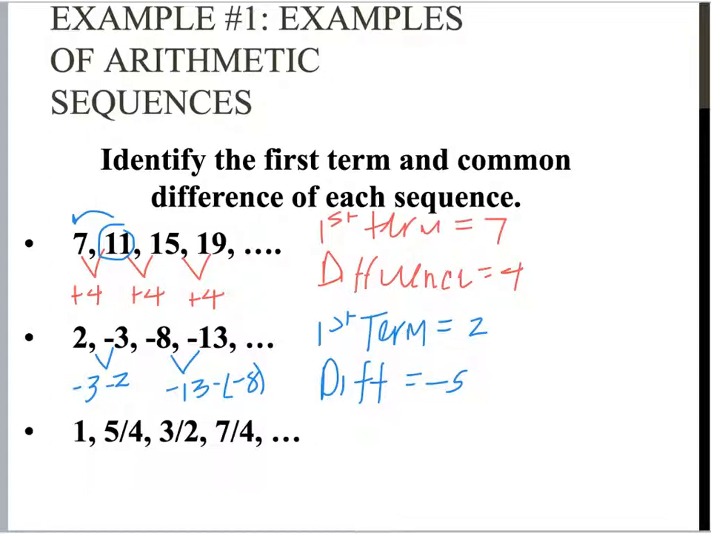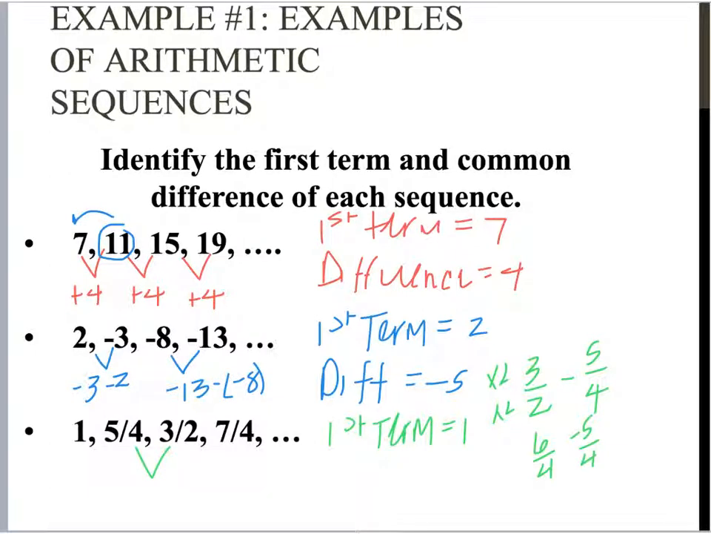On the last one, our first term is 1. And then again for the second one, I'm going to choose these two in the middle. So that'd be 3/2 minus 5/4. We'll get a common denominator. The denominator should be 4. So that changes this to, right, we got a times 2 for the numerator and the denominator. So give me 6/4 minus 5/4. So my difference is 1/4.